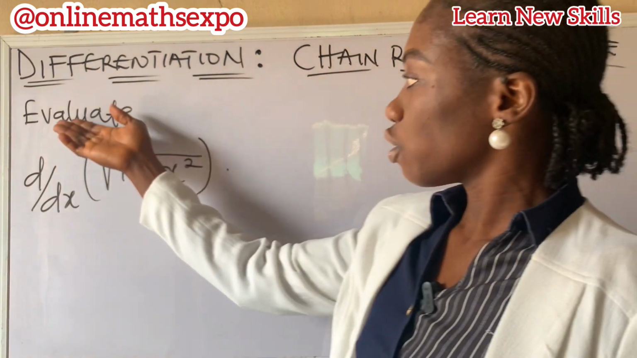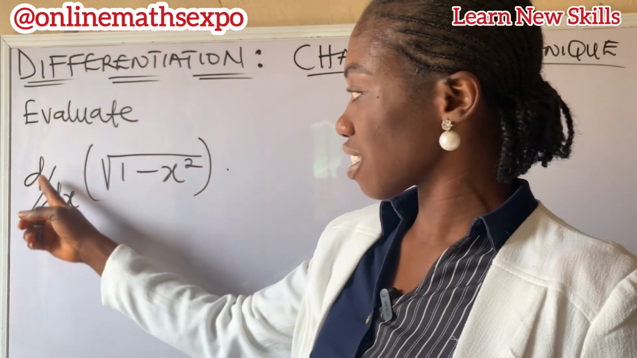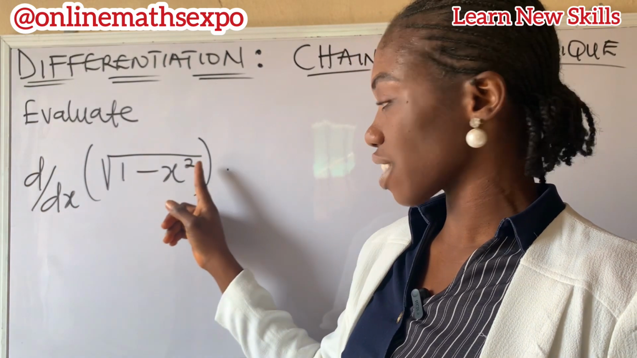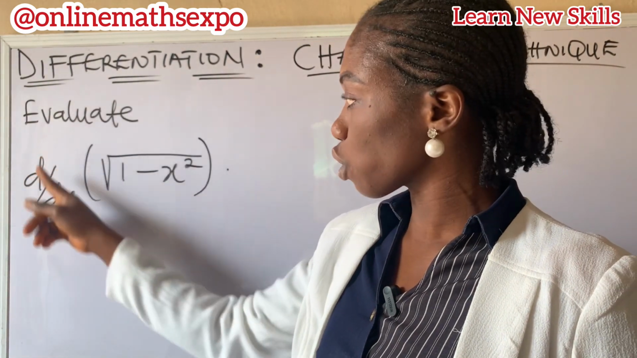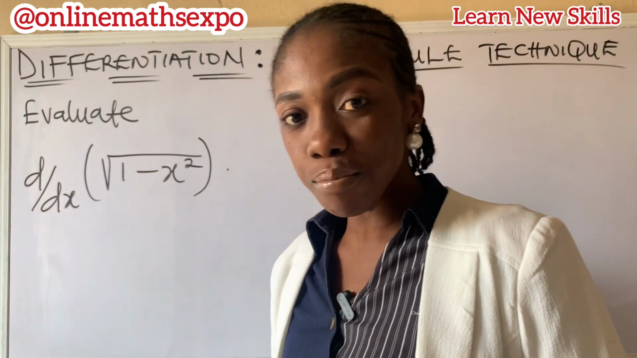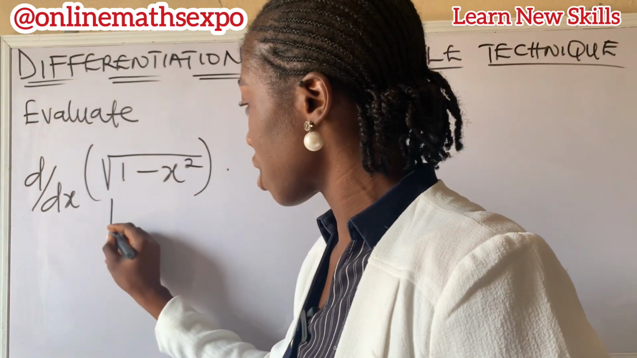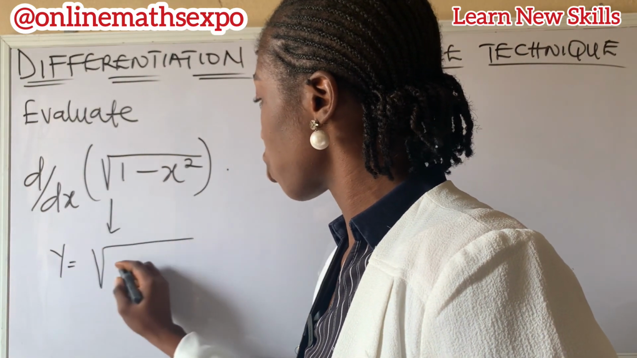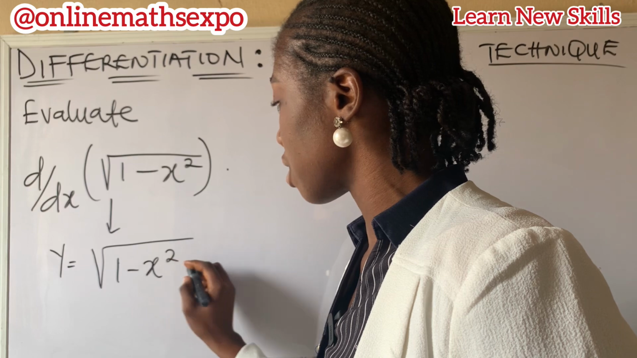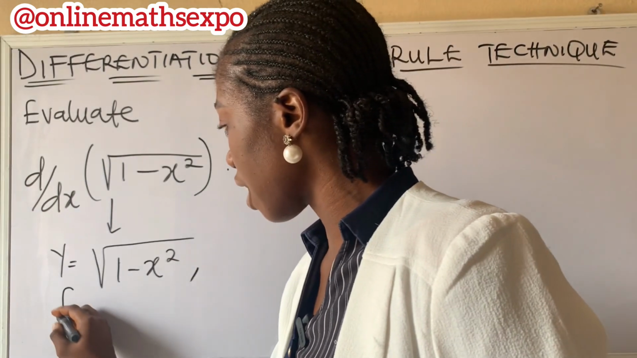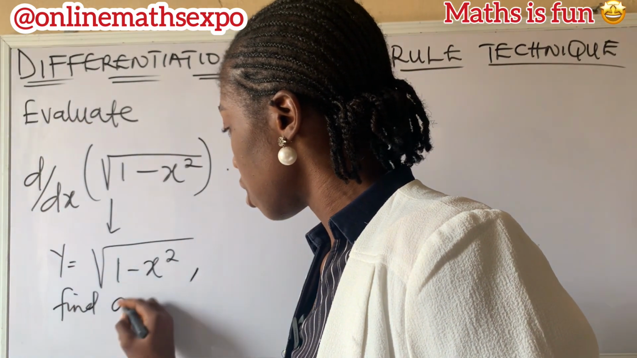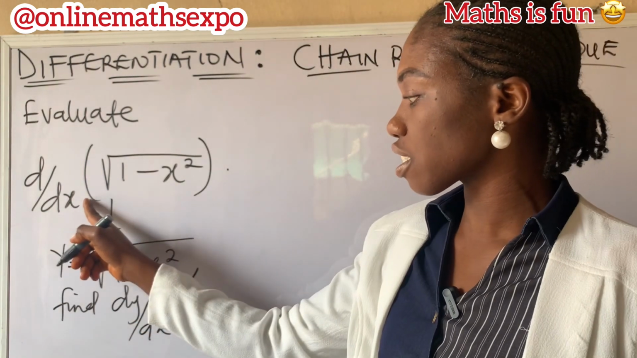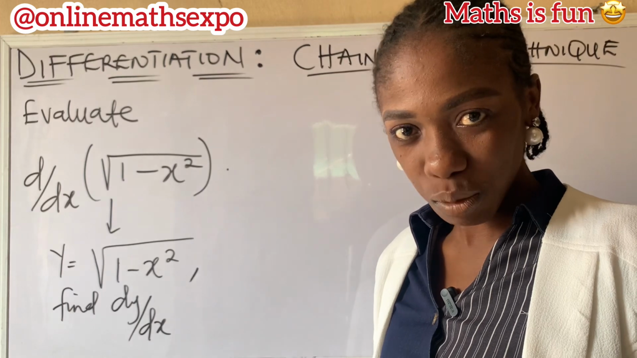Okay, to read this, what it means is d dx of root 1 minus x squared. So this is what we are asked to evaluate. This simply means it is the same thing as saying that if y is equal to the square root of 1 minus x squared, find dy dx. So if you see this, it also means this. I hope that is clear.